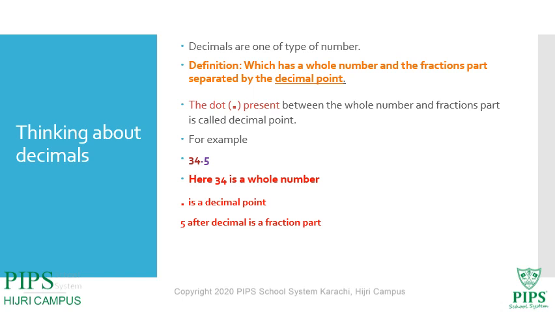Okay, now what is the decimal point? It's a simple dot which represents the separation between the whole number and the fraction part. For example, the example given in the slide is 34.5. Now here 34 is the whole number, the dot is the decimal point, and 5 is the fraction part.